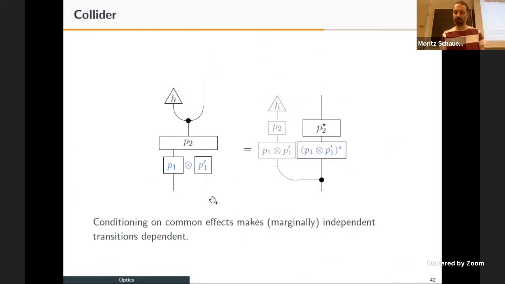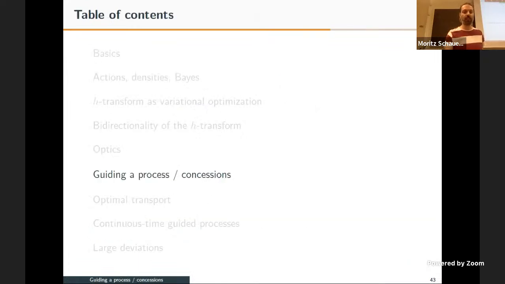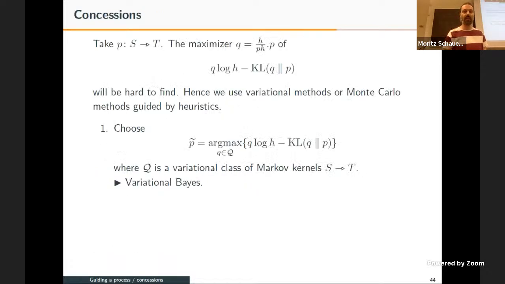I have maybe a few more minutes, so let me say a little bit about how we want to use this in practice. We want to think of it as a way to automatically transform a program given in some way into a conditional program. And there are some things I want to think of as concessions. The first thing is sometimes it's just too difficult to find the optimizer. But you can consider the following: don't look for the optimal choice in the class of conditional distributions which are dominated by P, but just look for the optimizer in a subclass. That is variational Bayesian inference, or variational optimal transport, or something like that.